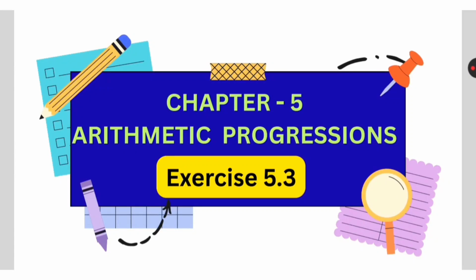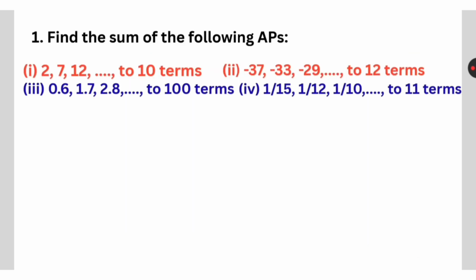In today's video, I'm going to explain 10th class maths chapter 5 arithmetic progression exercise 5.3. Let's start with question 1. Find the sum of the following APs. The first question is 2, 7, 12 and so on up to 10 terms.